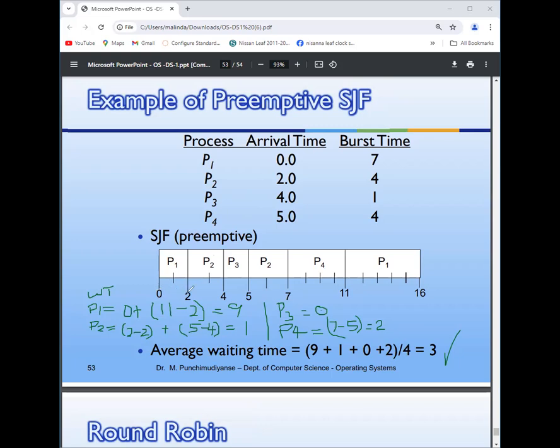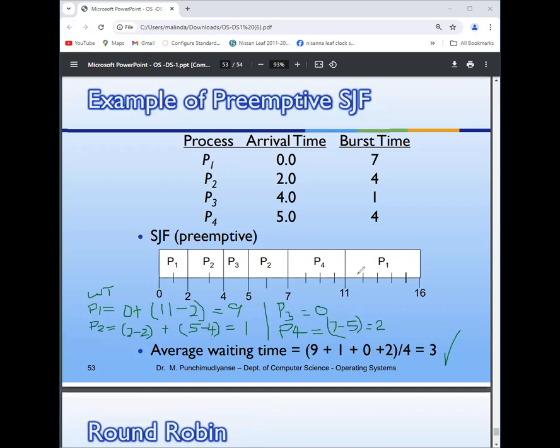Then afterwards, at 2, P1 has stopped working. Then only at 11, it got CPU time again. So 11 minus 2, we got 9. So total waiting time for P1 is 9. Likewise, using the Gantt chart only, we do the calculation, right? If you do like that, it is very easy.